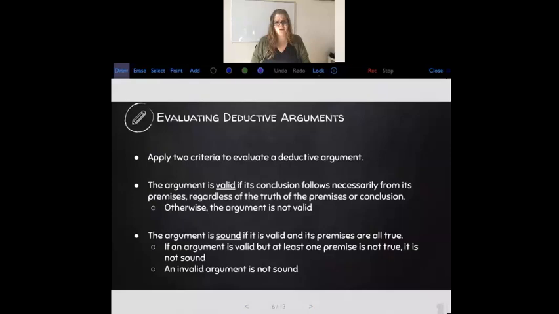The other criterion that we'll use is sound. An argument is sound if, first of all, it has to be valid, and all the premises must be true. So if an argument is valid but one of the premises is not true, it's not sound. Or automatically, an argument that's invalid is automatically not sound. So your options are not valid, not sound, but if the argument is valid, it could be sound or not sound depending on the truth of the premises.